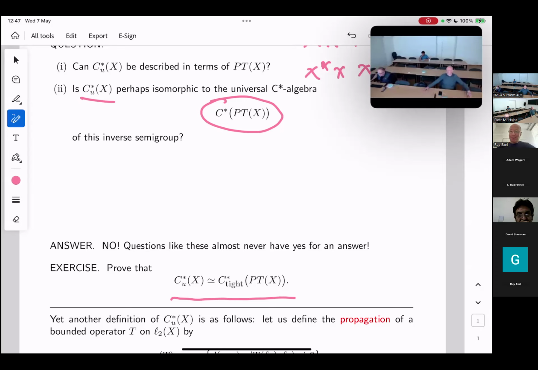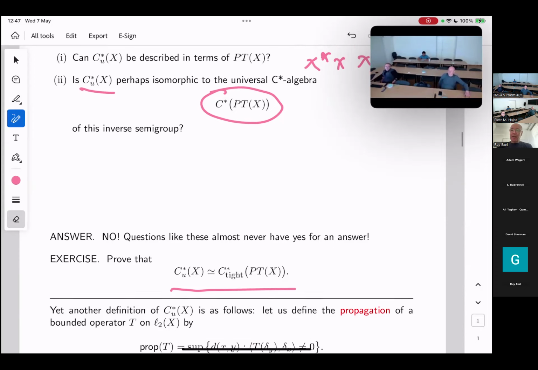Okay, so now I have to ask you, what is this tight C-star? Yeah, it's a whole other topic, and it would take a lot of time for the definition of the tight C-star algebra. But it's an interesting theory, which I like very much.